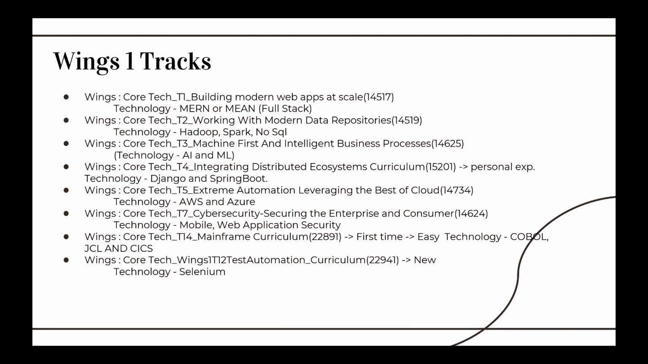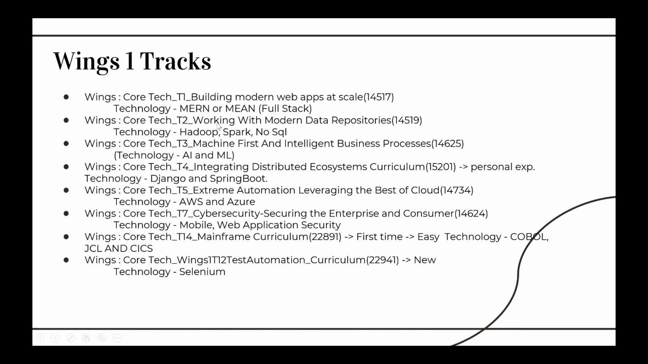Now talking about the Wings One track, where there are in total 14, 15 tracks. So out of those, I was able to get these many. So I mentioned few here. That is, first one is T1, which is related to web app, building the modern web apps. So you need to learn the MERN stack or MEAN stack here. So you need to appear for that.